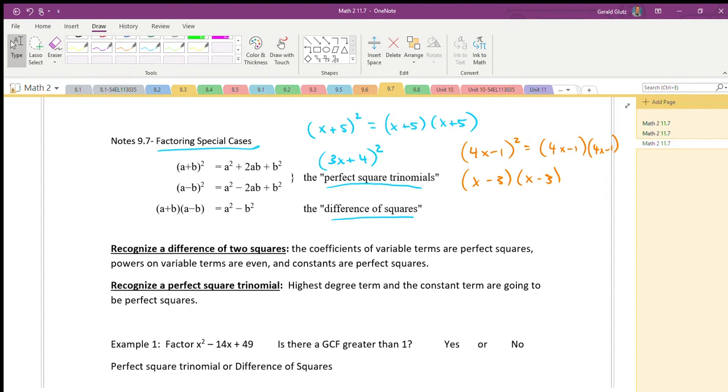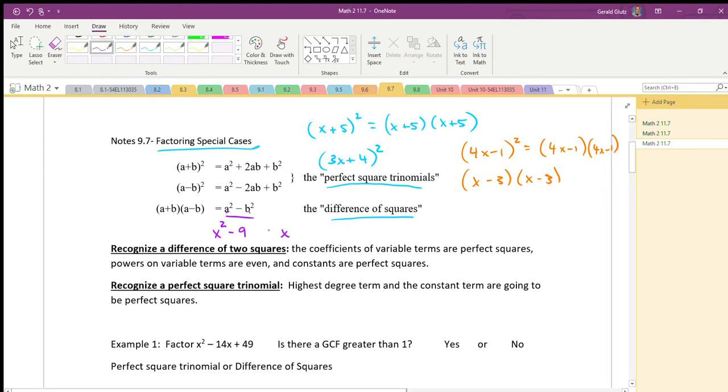The other thing you might see is difference of squares. A difference of squares looks like this. If we have something like x squared minus 9. Remember in math when I say difference, difference means subtraction. So if I'm subtracting two things that are both something squared, x squared is x times x, and I'm subtracting 9 from x squared, 9 is 3 squared. So those are two things that are squared being subtracted. That's a difference of squares.